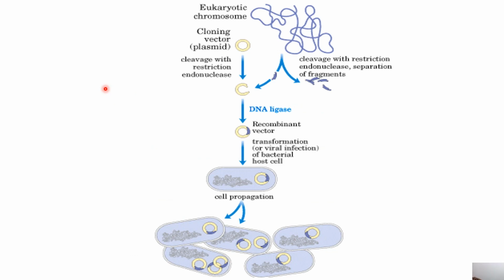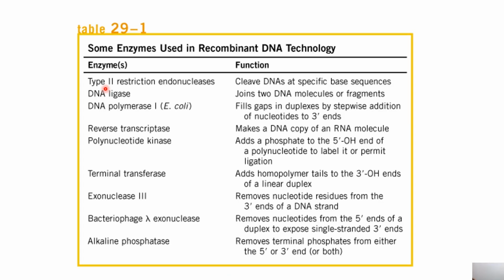So this is the eukaryotic chromosome, cloning vector, plasmid, cleavage with restriction endonucleases, separation of fragments, all of these ultimately leading to DNA ligase and cell propagation.